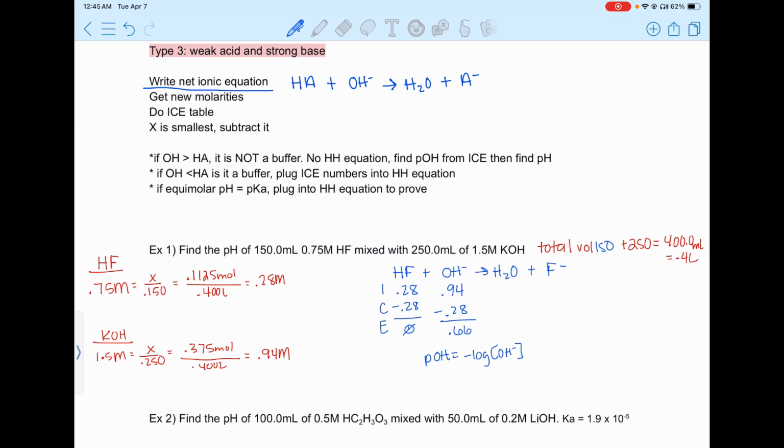Right, so for this one, I'm going to take the negative log of 0.66. Right, and I get 0.18 for our pOH. 14 minus that value is going to leave me with 13.82. Very basic pH. And that is our final answer.